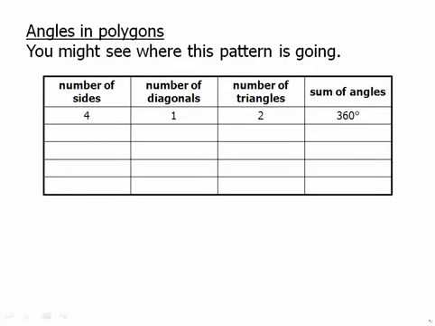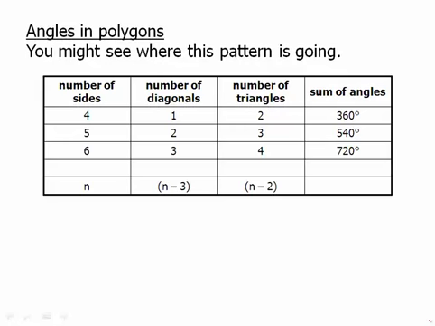So with a quadrilateral, there are 4 sides, there are 4 vertices. From any vertex, we can draw only 1 diagonal that divides it into 2 triangles for a sum of 2 times 180, which is 360. For a pentagon, from any one vertex, we can draw 2 diagonals. That divides it into 3 triangles, so the sum of the angles is 3 times 180, which is 540. For a hexagon, from any vertex, we can draw 3 diagonals, which divides the shape into 4 triangles, and the sum of the angles is 4 times 180, which is 720.